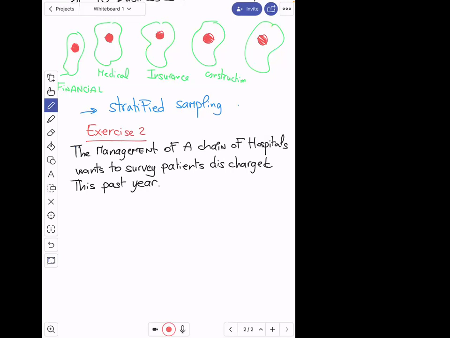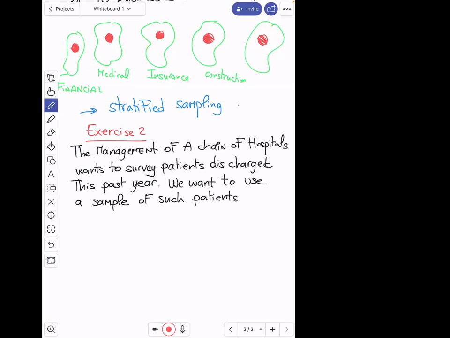They need a survey, for example, to obtain the patient satisfaction profiles or something, and so we need this survey, and we want to use a sample of such patients discharged the past year. Okay, in A, we're going to use different sampling techniques.